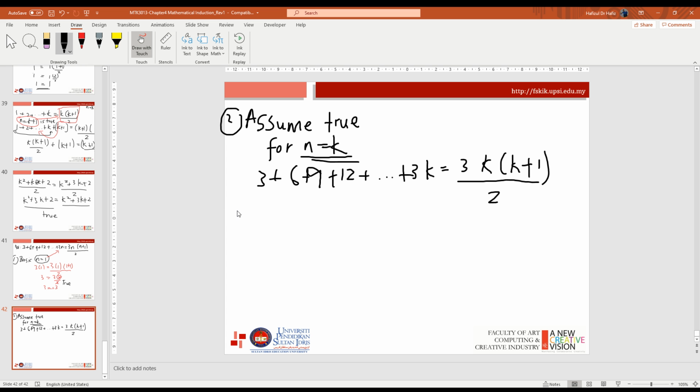So number 3 kita nak buat apa? Kita nak show the iteration. So we show true for n equivalent to k plus 1. Boleh ke? Amir boleh? Amir Dai boleh ke?